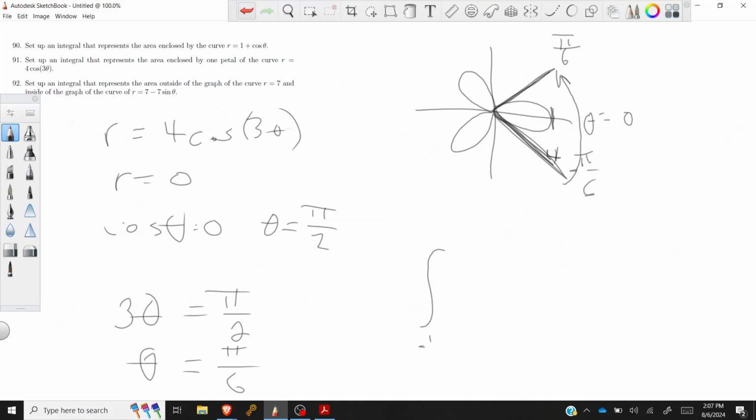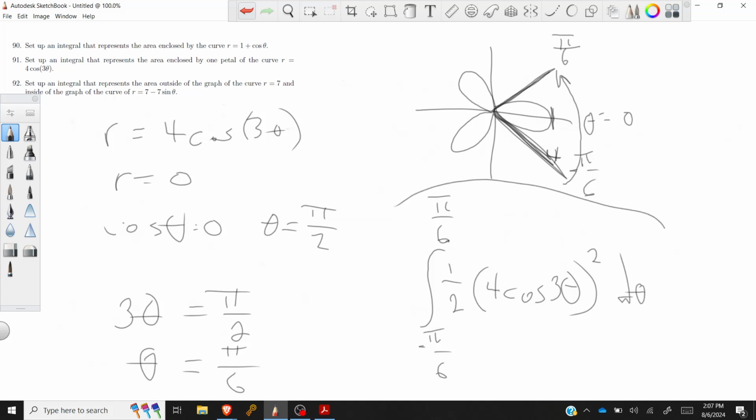So let's set up our integral with our lower bound as negative pi over 6 and our upper bound as positive pi over 6. Then we can just plug in the equation. You get the integral of 4 cosine 3 theta, squared, d theta. And this will be your answer for that next one.